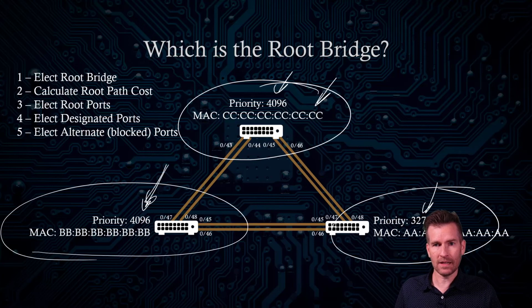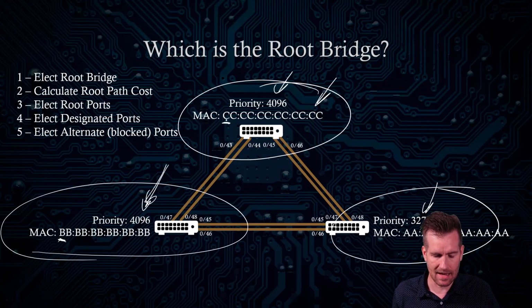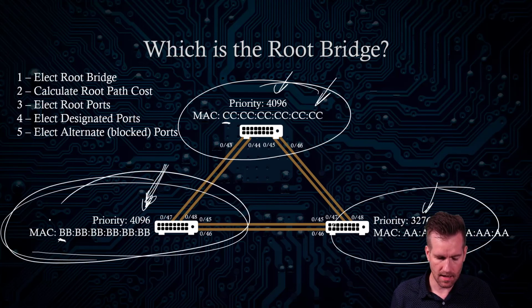Next, it looks at the MAC address. When it looks at the MAC address here, B is lower than C, so it will choose this B here as the root bridge. So that's the answer: switch 2 is the root bridge.